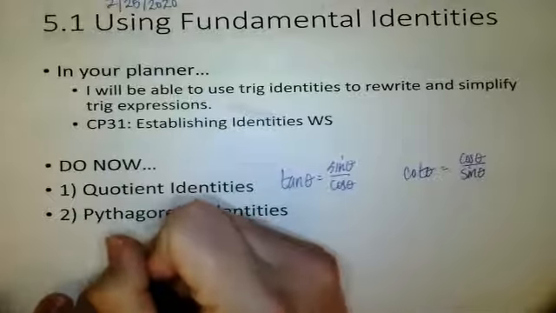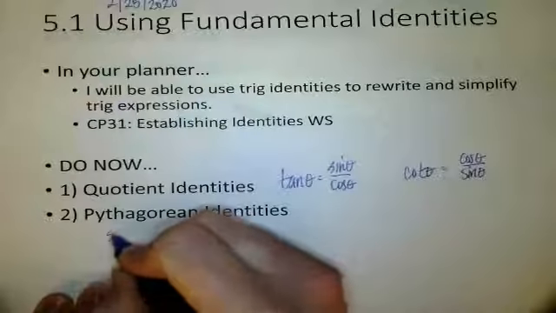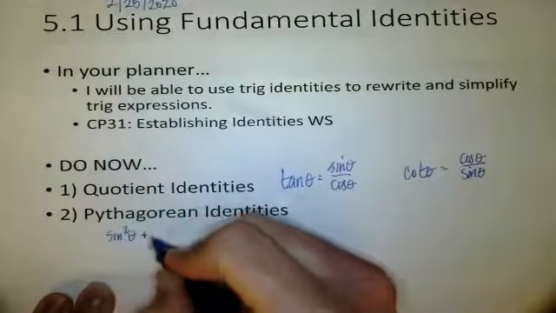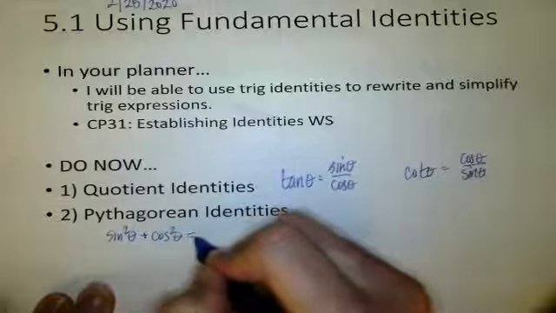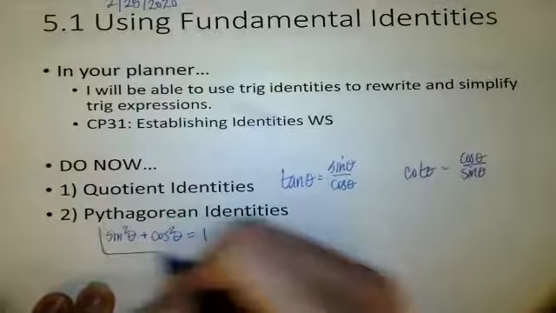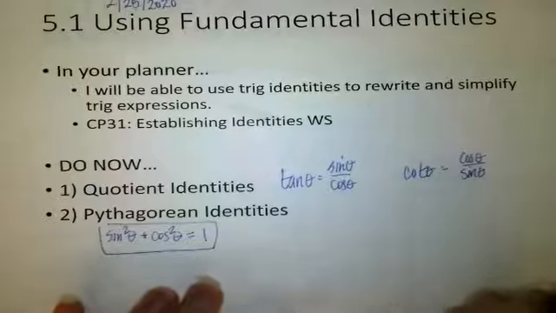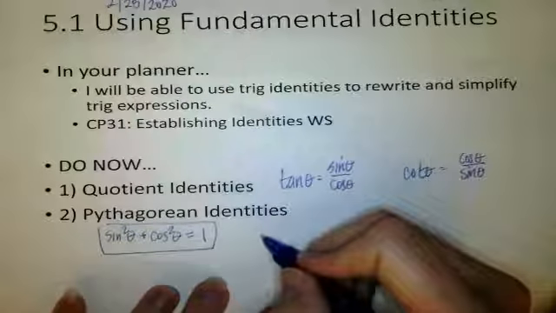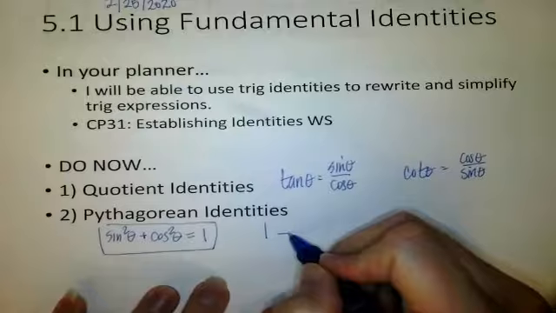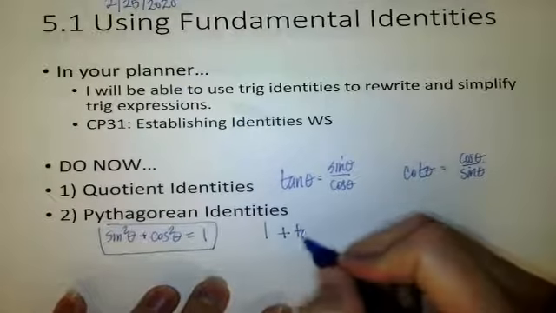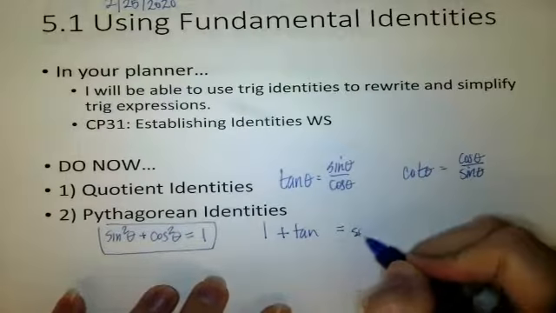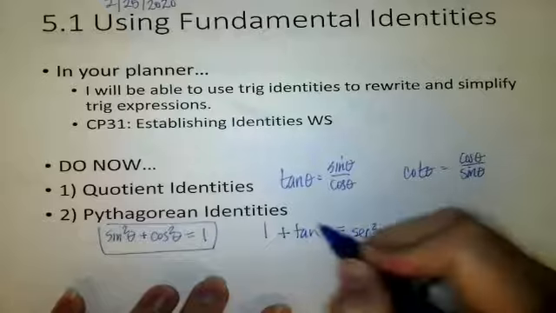What's the big one? Sine squared plus cosine squared equals 1. Okay, that's the big main one. Got to know that one. I got no special saying for that. What's the other one? We got tangent: 1 plus tangent squared theta equals secant squared theta.